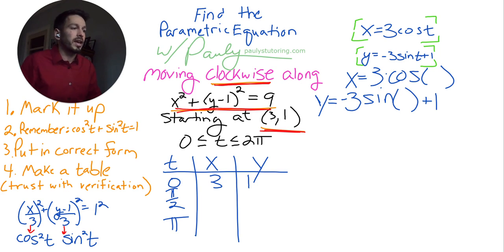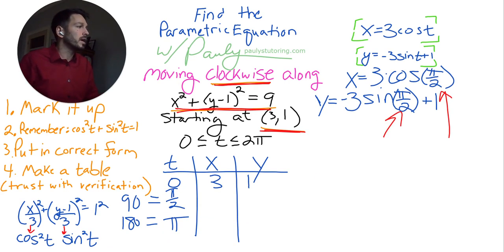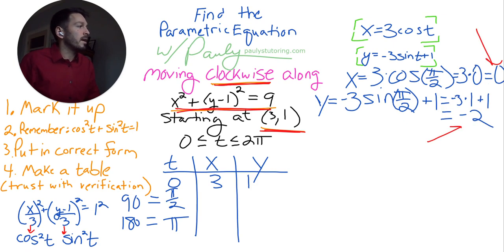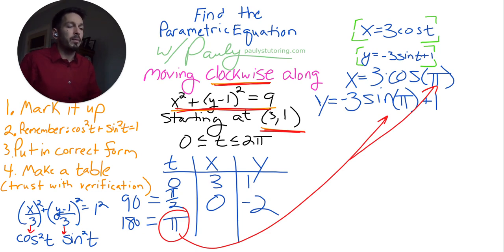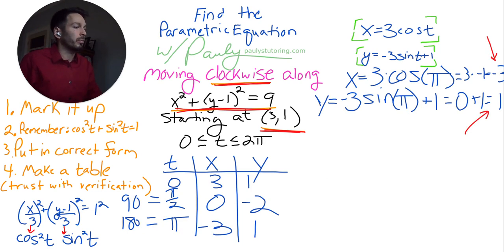Well, the next two locations are going to be pi over 2, which is just 90 degrees, and pi, which is just 180. Use your unit circle if you need to. Use your calculator. Who cares? Just make sure it's in the right mode. So we're going to plug in pi over 2 to both the x and the y equations here, and we'll get 0 and negative 2. And then we're going to plug in the pi, and we'll get negative 3 and 1.